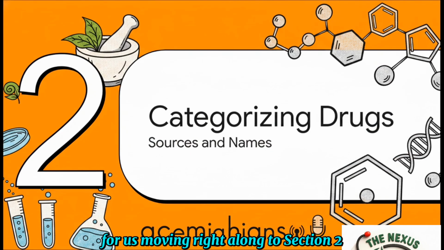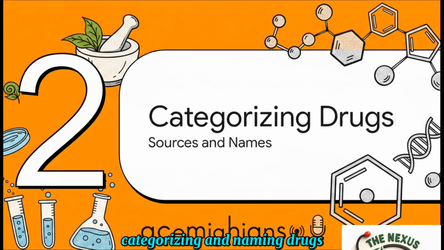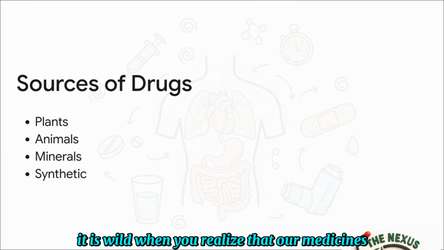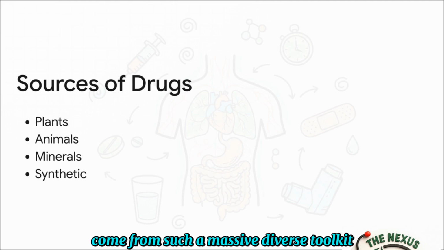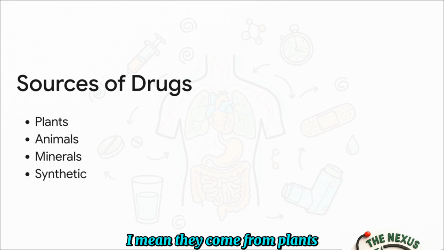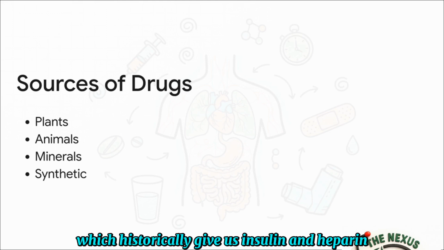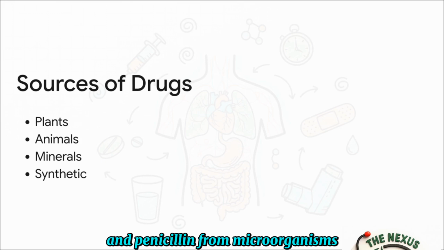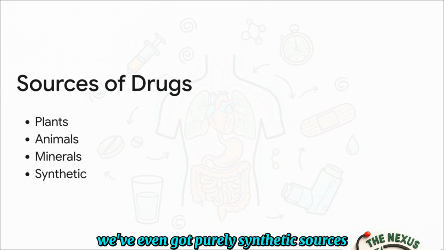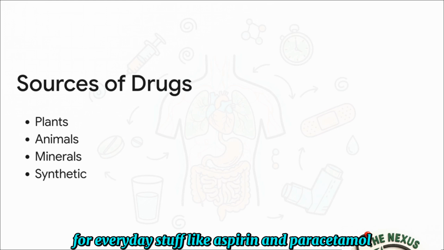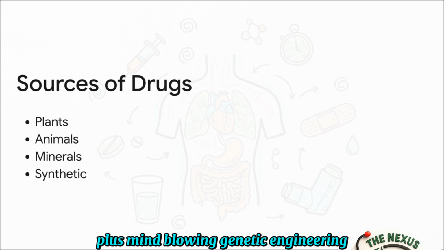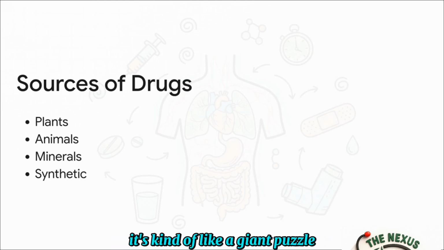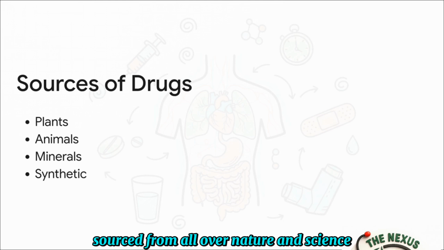Moving right along to Section 2, categorizing and naming drugs. It is wild when you realize that our medicines come from such a massive, diverse toolkit. I mean, they come from plants. Think morphine and quinine. They come from animals, which historically give us insulin and heparin. We literally get iron supplements from simple minerals and penicillin from microorganisms. We've even got purely synthetic sources for everyday stuff like aspirin and paracetamol, plus mind-blowing genetic engineering giving us human growth hormone. It's kind of like a giant puzzle sourced from all over nature and science.